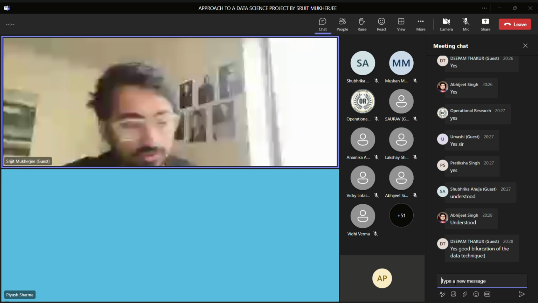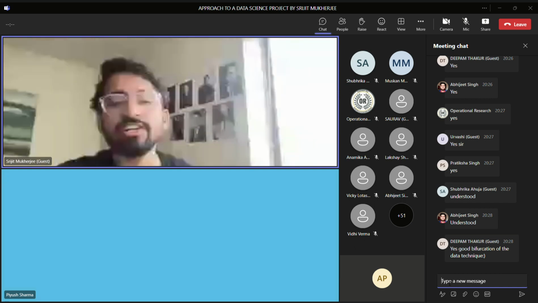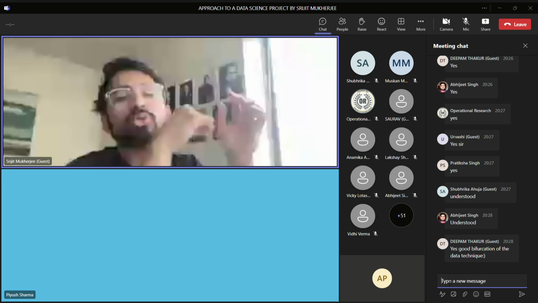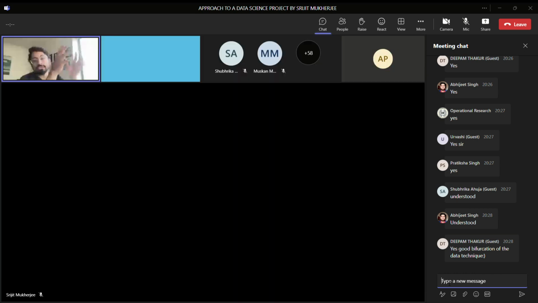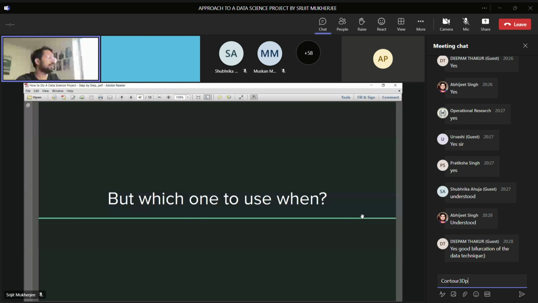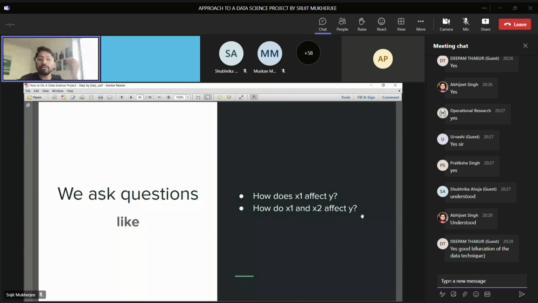Now you can also do trivariate relationships, where you use bivariate plus aesthetics like color and size to get a 3D visualization idea. That sometimes helps you understand things. But the question is which one to use when? In supervised learning, we ask questions like how X1 affects Y, or how X1, X2 affect Y. That's why you have bivariate and trivariate relationships in supervised learning.